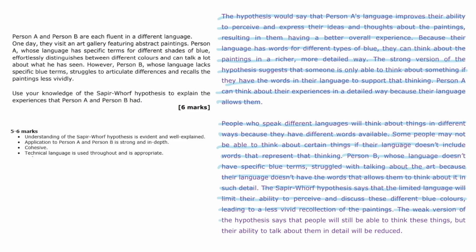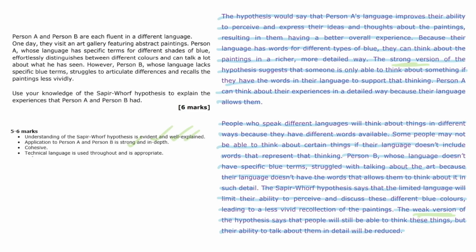The weak version of the hypothesis says that people will still be able to think these things, but their ability to talk about them in detail will be reduced. This response is a good answer to the question as it effectively applies the Sapir-Whorf hypothesis to explain the experiences of Person A and Person B in the art gallery. The answer demonstrates a clear understanding of the hypothesis by introducing both the strong and weak versions. This is the level of detail required to meet the top mark band.